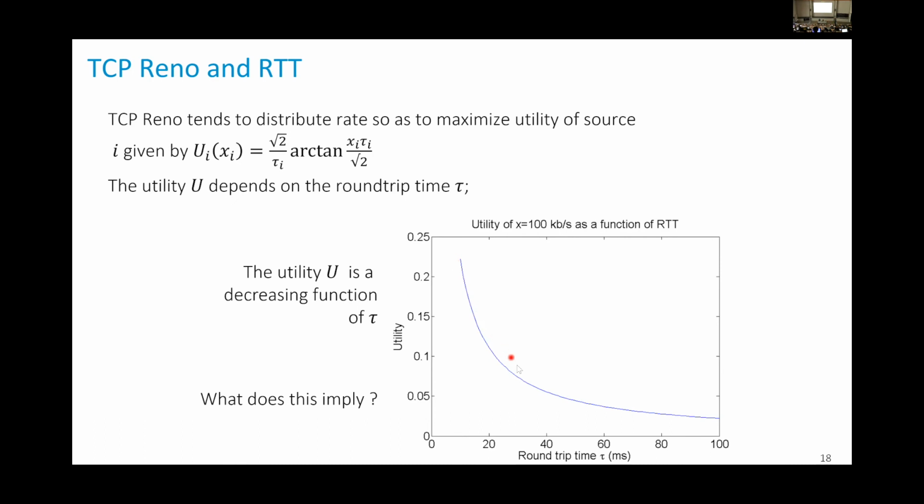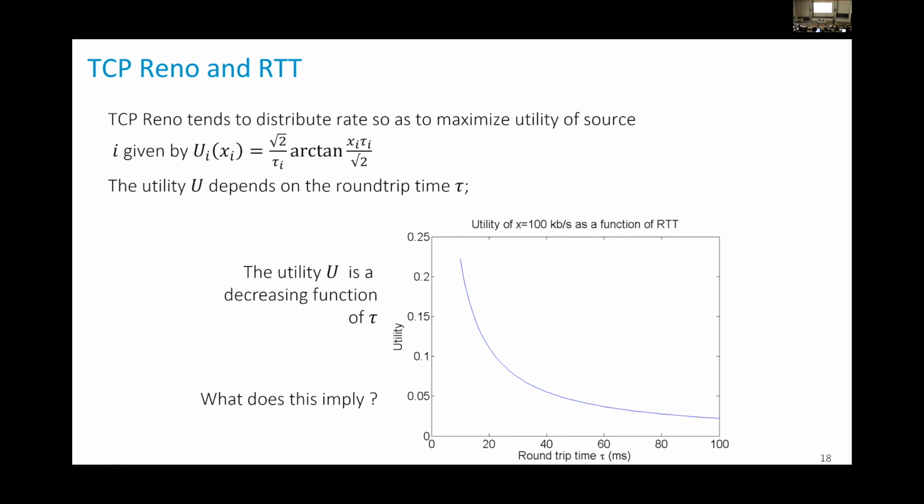If I have a large tau, what does it mean? It means that for a given rate, where the rate x is fixed, my utility decreases. So if you're the optimizer, the social planner, and you have finite resources, which are the capacities of all the links, you have to give rates to the different sources in order to maximize the sum of all utilities of all your network here.